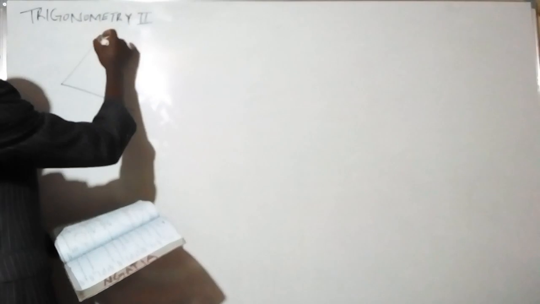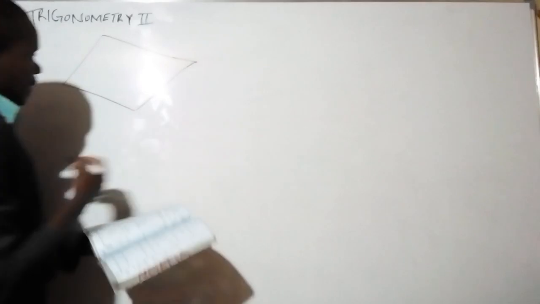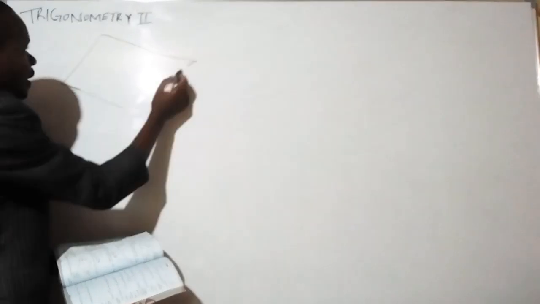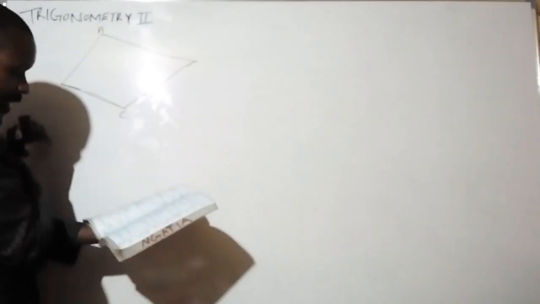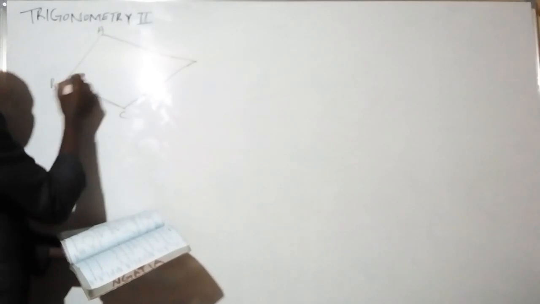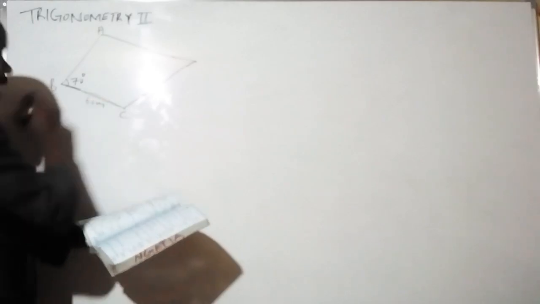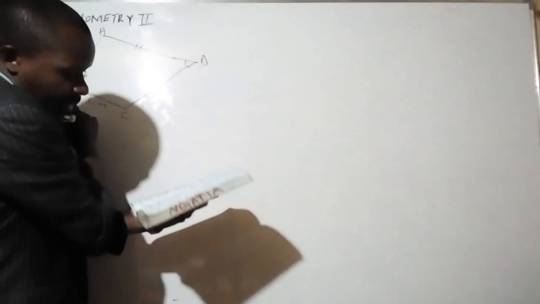This is our figure, our quadrilateral. Then you've been told that angle ACB is 70 degrees. We have BC at 6 centimeters, BA 8 centimeters, and this side is equal to this side. There we have D, and this angle is 50 degrees.